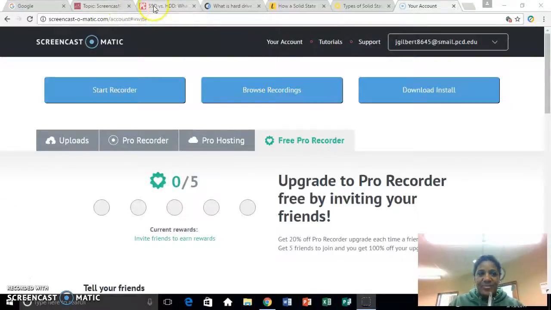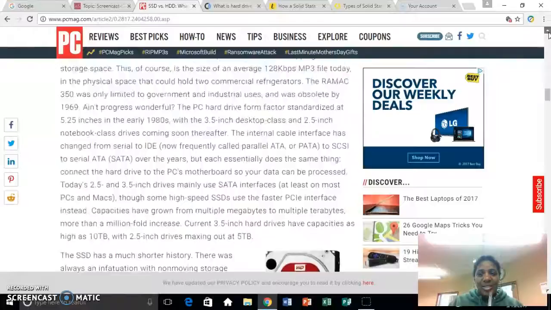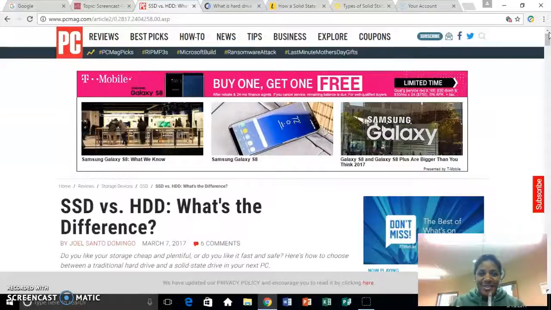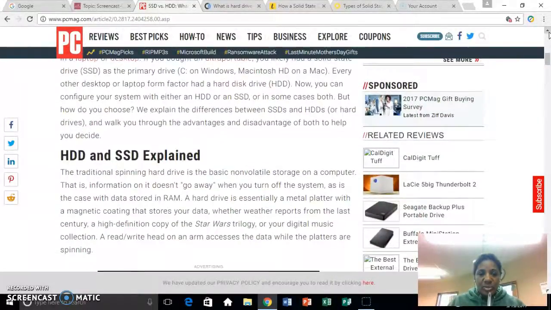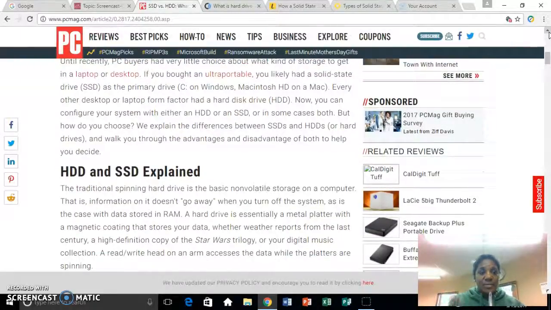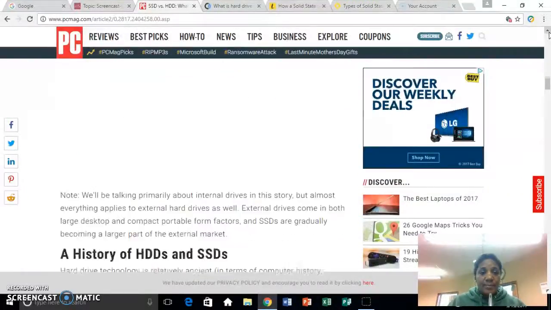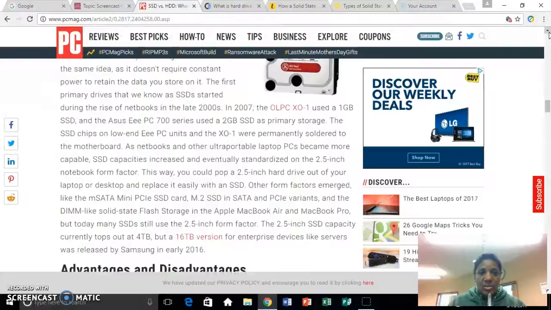So let's get started. One of the first articles I found and pulled up was PC World. I knew a lot about computers before 2005, and a lot has changed since then. But this one article did briefly go over the difference between your SSD hard drives, your solid state hard drives, versus your hard disk drives. This was a very good article. To me, it was easy to read. I think that's what I like about PCs. It just made it easy to read.